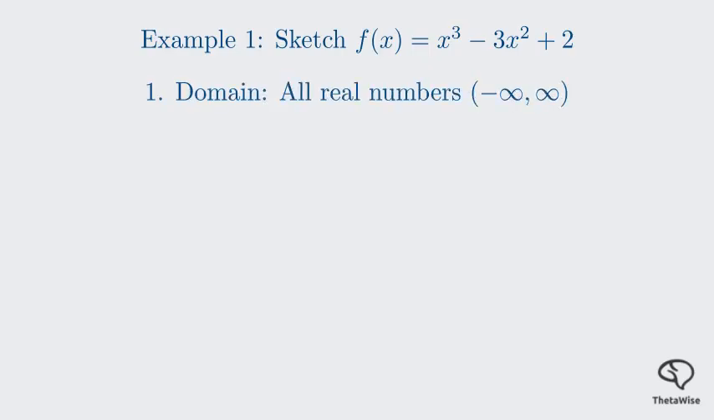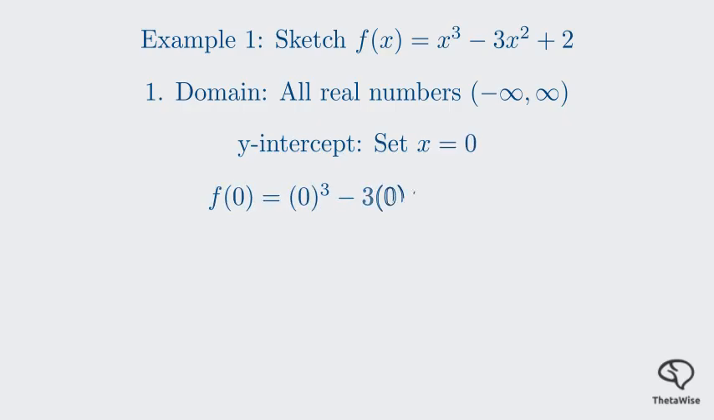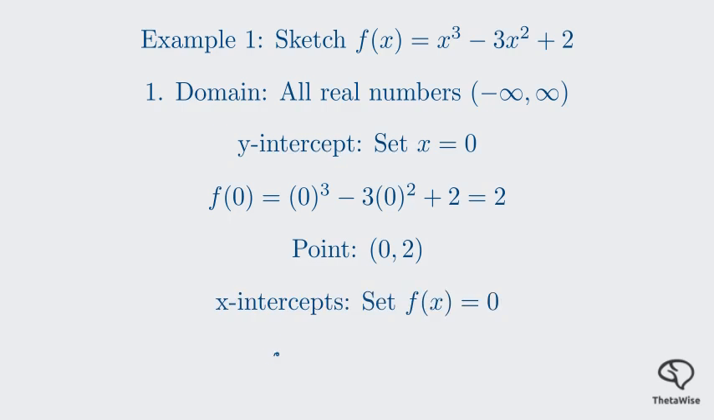Next, let's find the intercepts. First, the y-intercept. To find the y-intercept, we set x equal to 0. f(0) = 0³ − 3(0)² + 2, which simplifies to 2. So the y-intercept is the point (0, 2). Now for the x-intercepts. This is where we set the function equal to 0. We need to solve the equation x³ − 3x² + 2 = 0.